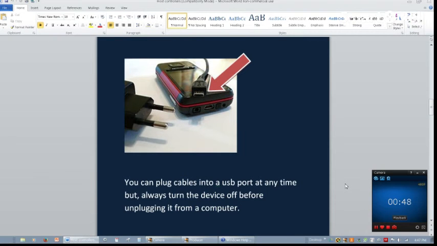And something important that I need everyone in this class to pay really close attention to. You can plug the cables into the USB port at any time, but always turn the device off before unplugging it from the computer. And the reason I say this is, in rare instances, you could fry a phone, make something not work correctly, or lose data on one or even both devices. So always, the external hardware that you are connecting, turn it off before disconnecting.